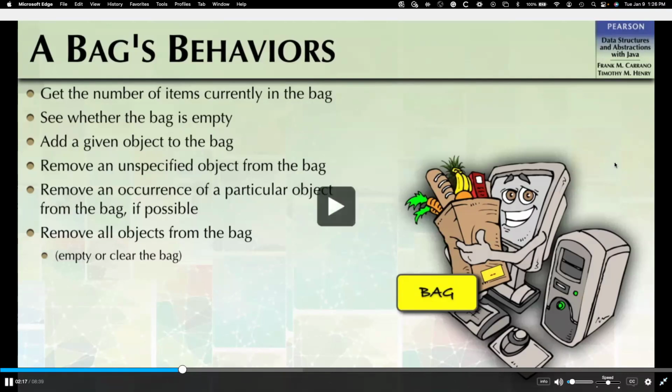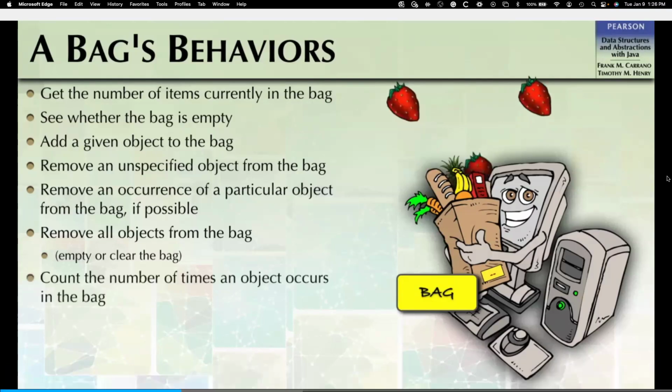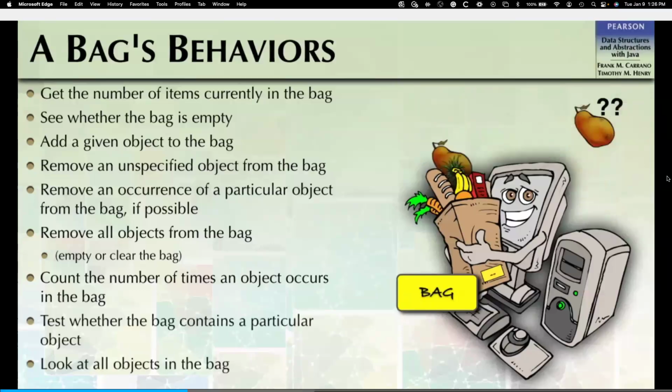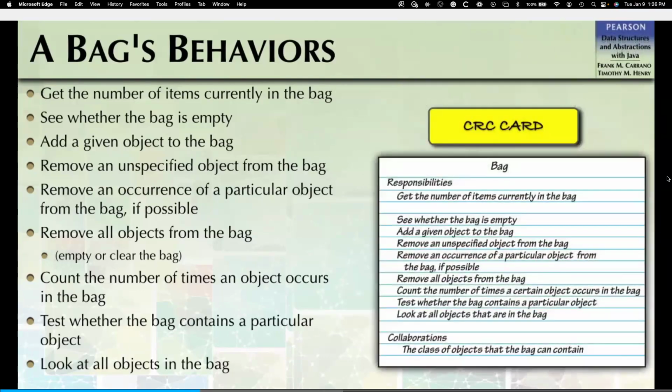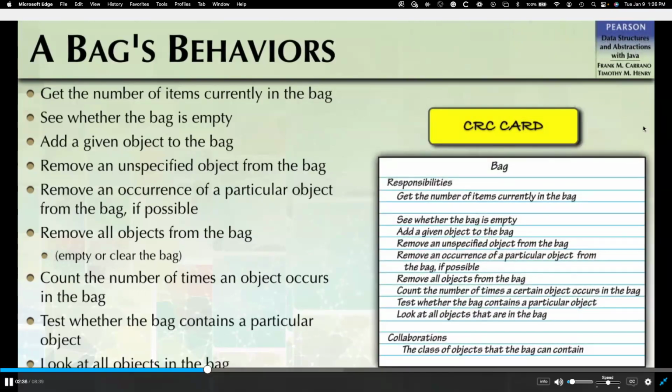We need to count the number of times an object occurs in the bag. And we need to test whether the bag contains a particular object. Finally, we need to be able to look at all the objects in the bag. We can take these behaviors and write them on a class responsibility collaboration, or CRC. So the first step is we just list it, maybe in an outline. One possibility, if we want to, we can then go to the CRC list. The next thing we're going to talk about is UML. So we're starting to see this progression.